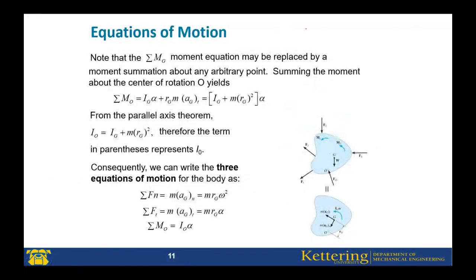Sigma MG will just convert to sigma MO, or other points A, B, C, D. Now, the right-hand side, which is equal to IG alpha, will be equal to IO alpha, or IA alpha, or IB alpha. Then, how can we find the IO? You learned it from the parallel axis theorem.